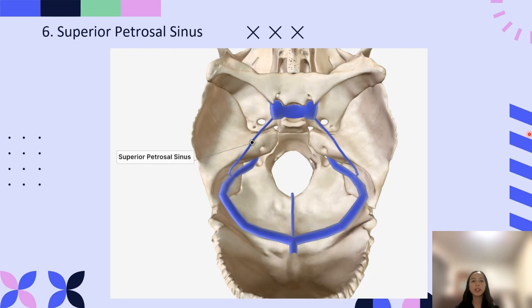Next is the superior petrosal sinus. So, this receives blood from the cavernous sinus and drains into the transverse sinus. It also receives some cerebellar and inferior cerebral veins and veins from the tympanic cavity. So, this is the superior petrosal sinus. Then, this is the transverse sinus.